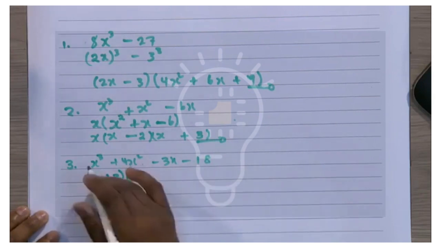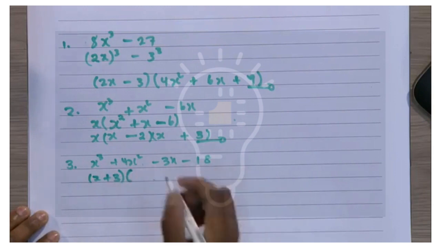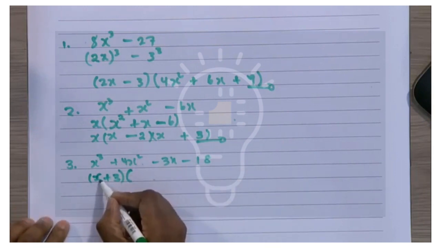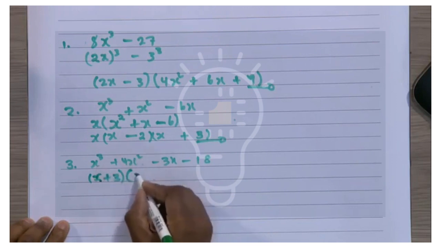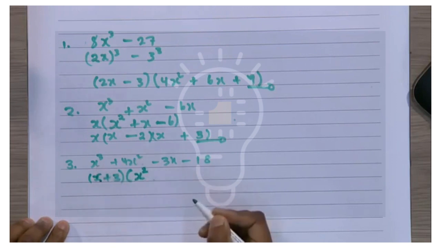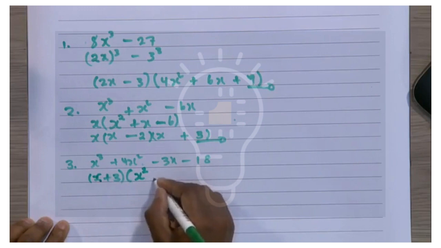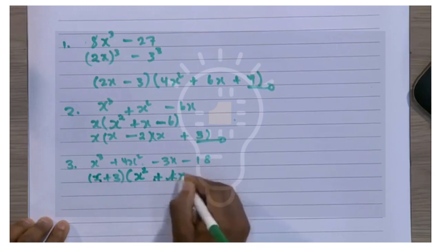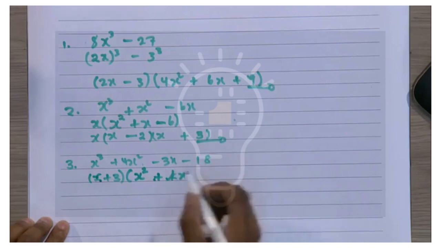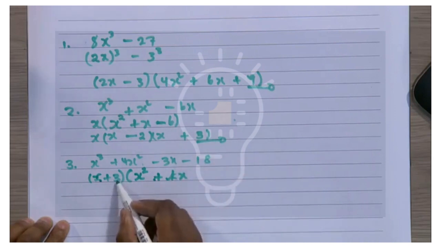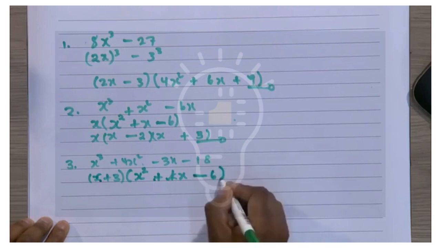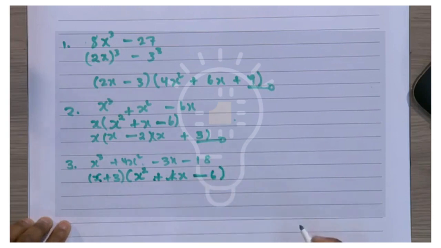So we will need to find the quadratic expression of this. Now we ask ourselves, what do I multiply with x to get x cubed? Obviously, it's going to be x squared. Now, the middle term here, I will keep for now as kx, and then I will have to find the value of k. Now, the next thing, what do I multiply 3 with to get minus 18? I'll multiply it with minus 6.